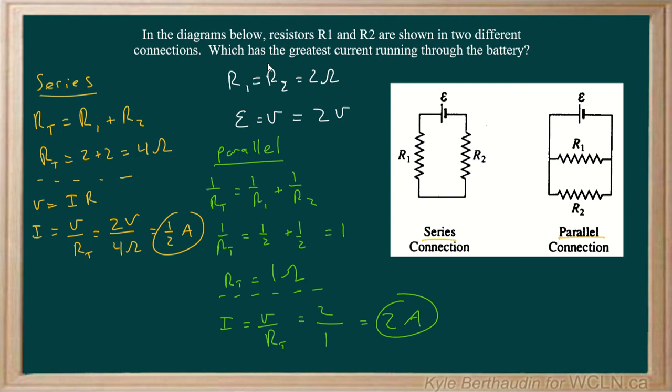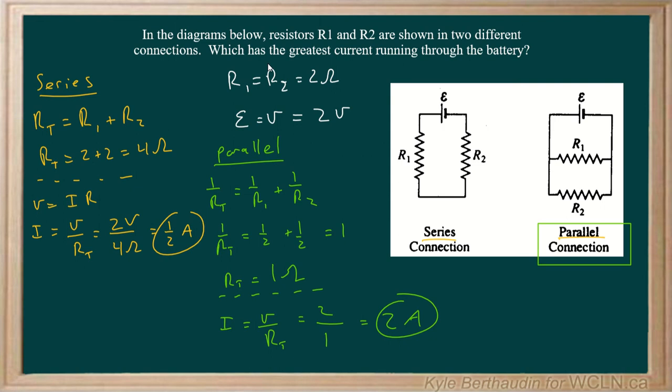We can clearly see now that the circuit with the greatest current is going to be the parallel circuit. Okay, so we figured that out mathematically. Conceptually, you can understand this question by recalling that if you add a resistor in parallel, it's going to overall increase the current in the circuit. And if you add a resistor in series in a circuit, you're going to decrease the current.